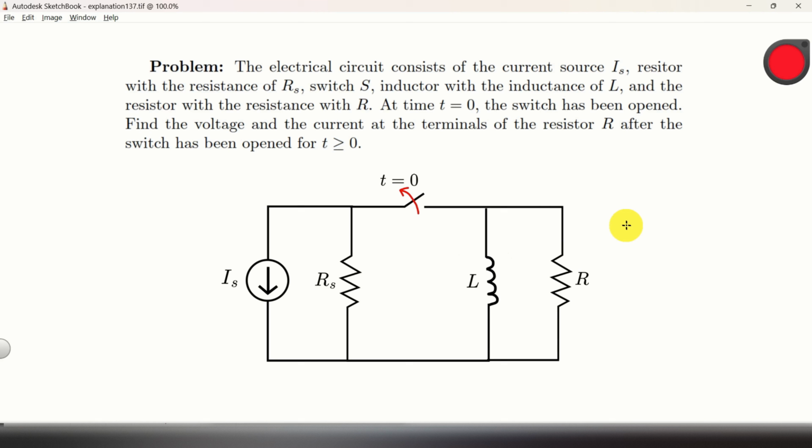In this tutorial we explain how to compute the natural response of the RL circuit. The natural response is actually the time domain response of a circuit when we set an initial condition.